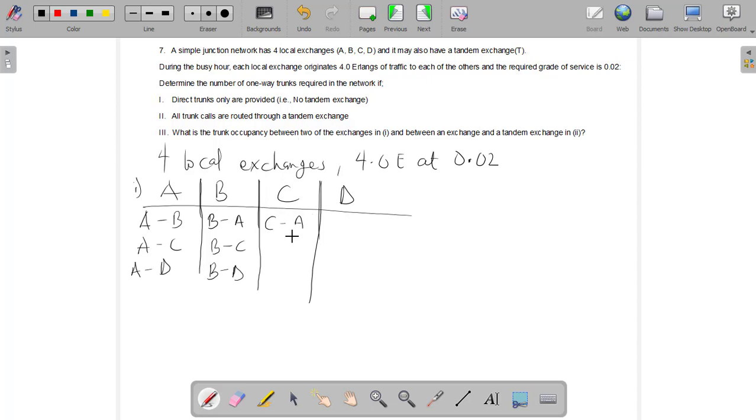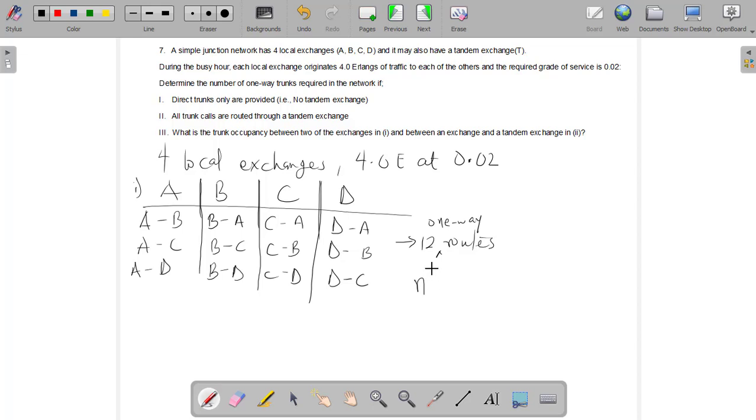So we have C to A. So if you count the number of routes per the table, we're going to have 12 routes in total. So simply put, if we have a system of small n local exchanges, if we want to find the number of one-way routes, so this is 12 one-way routes.